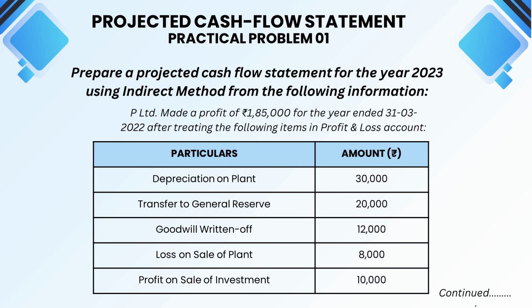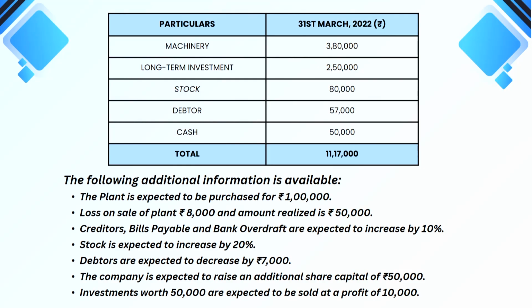The information given is that P Limited made a profit of rupees 1,85,000 for the year ended 31st March 2022 after treating the different items mentioned below, like depreciation, transfer to reserve, goodwill written off, loss on the sale of plant, and the profit on the sale of investment. Then we have been provided with the balance sheet, as you can see in the next slide, and we are also given certain adjustments to be taken care of while projecting the cash flow statement. So we are moving with each and every item, going step by step.